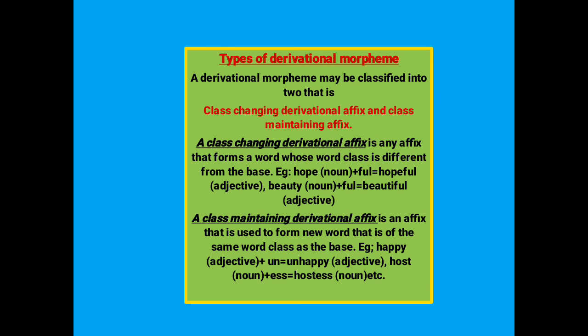And a class-maintaining derivational affix is an affix that is used to form a new word that is of the same word class as the base. So when you add an affix to the morpheme or to the base, it will form a new word, but it maintains its word class. It does not change its word class.